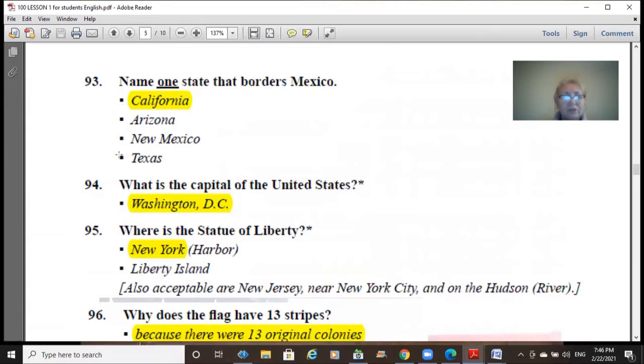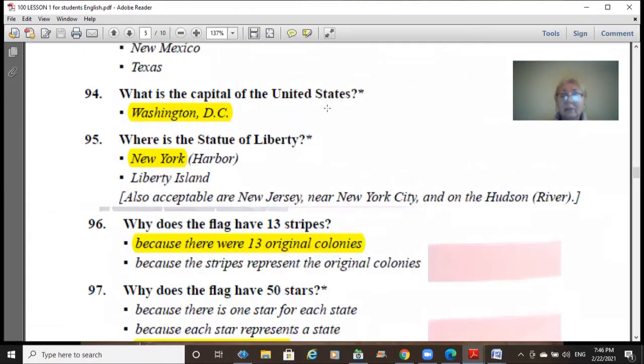Number 94. What is the capital of the United States? And I hope you know it's Washington, D.C. And you have to say it, D.C.